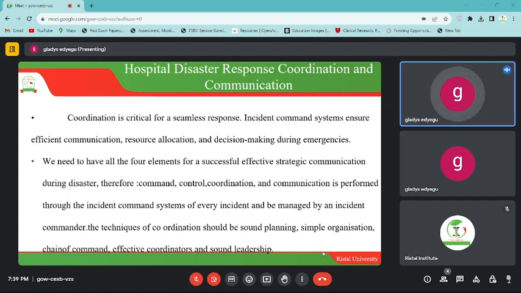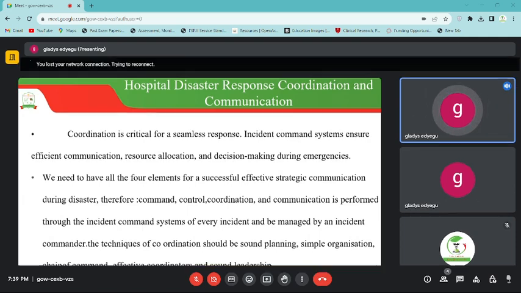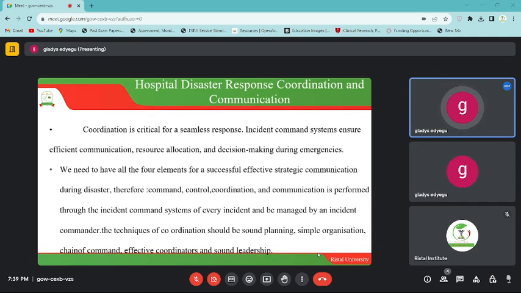So we also need to have all the four elements of a successful, effective strategic communication. During disaster, therefore, we need to have a command, and a command is somewhere whereby there is someone to actually lead the team. Then we need to have a control, whereby in case there is something that is beyond us, somebody is able to control the rest of the team. Then coordination, we need to coordinate.